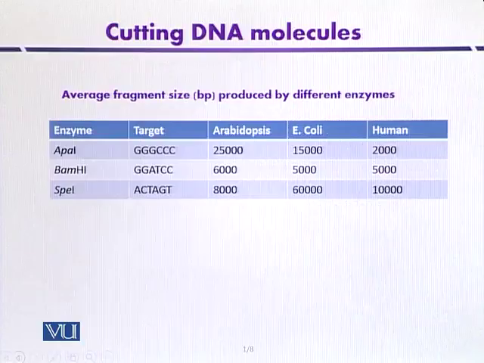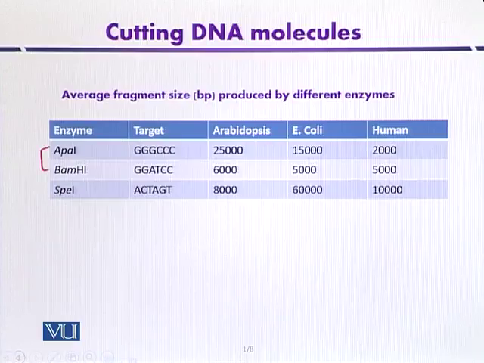This table indicates the average fragment size in base pairs that are produced by different restriction enzymes. So here we can take the first example, APA1. It recognizes a 6 base pair sequence, and in case of Arabidopsis, which is a model plant, this sequence can be repeated after every 25,000 base pairs. And in case of E. coli, 15,000 base pairs, and in case of human, 2,000 base pairs.